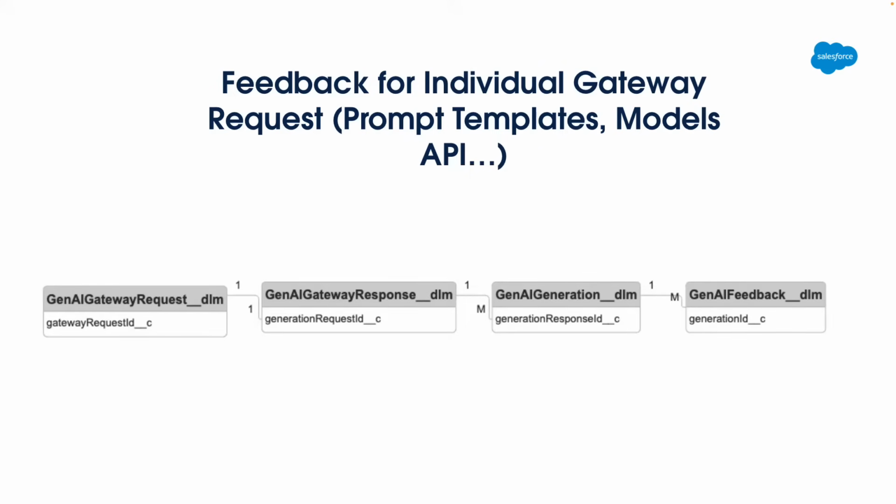When an individual gateway request is performed, for instance, when you execute a prompt template or invoke the model's API, a gateway response is generated, which can include multiple generations, and for each generation, feedback can be provided. So the way to look for the feedback is to query the feedback tables by the generation ID field.